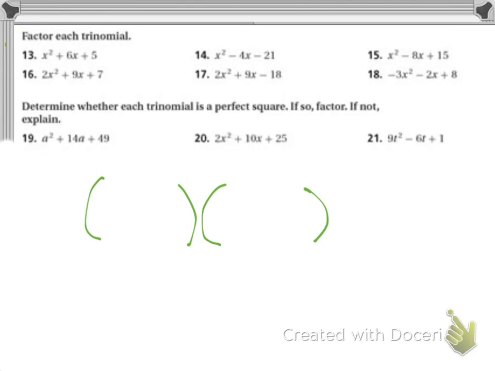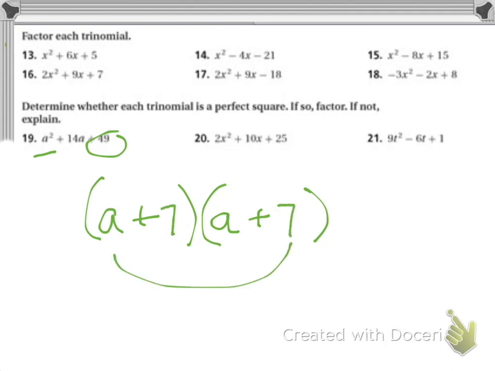So we'll just look at number 19. We've got a squared plus 14a plus 49, and everything's plus. When I factor a squared, I'm going to get a times a, and when I factor 49, I'm going to get 7 times 7. Then I want to check my OI. 7a and 7a is 14a, which is what I want in the middle. So that checks. I got both parts to match, so I'm going to say, yes, this is a perfect square trinomial. And that's all you have to do.